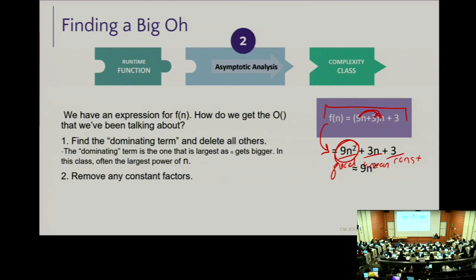So we find the dominating term, which for us is n squared, and we know these other terms are just not really going to contribute to the overall growth of the runtime that much. And then we literally just remove any constant factors. And that is how we now have the complexity class of n squared from the original function of 9n squared plus 3 times n plus 3.